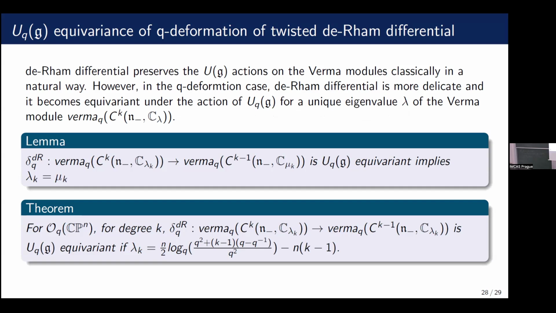So there is a lemma which tells about this. The de Rham differential, classically, if you look, it happens. You can do it. You can talk about this kind of lifting. Yes, but in the Q deformation case, many things are not so obvious. For example, here I mentioned, however, in the Q deformation case, the de Rham differential is more delicate and becomes equivariant under the action of UQG.